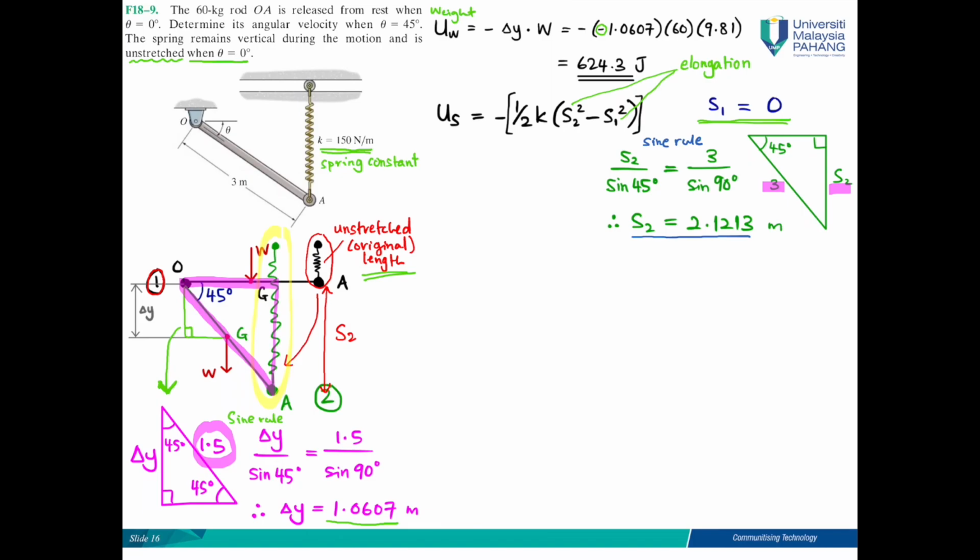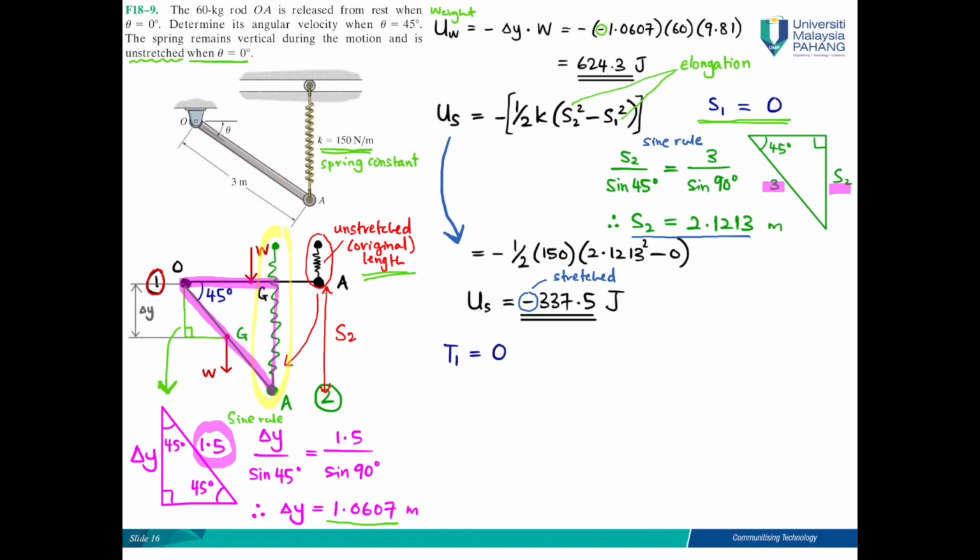Now once we have all the values, we can substitute in this equation for Us. So you have minus 1 over 2, the spring constant is given as 150, S2 squared is 2.12 squared minus 0 because S1 equals 0. So you will get the work done by the spring as minus 337.5. You notice that the negative sign here is for the stretched spring. If the spring is compressed, I believe the work done will be positive.